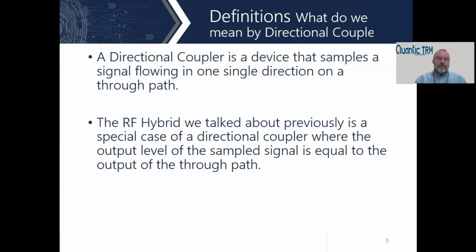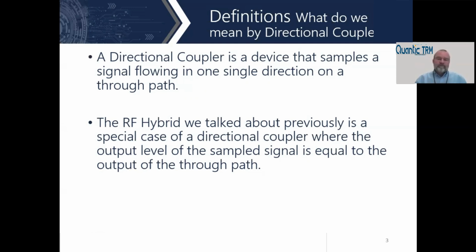The thing to keep in mind also is that the hybrids we talked about in the last session are just a special case of a directional coupler. They couple energy in only one direction as well, but it's a special case where the through line and the sample power are equal. So that's the case of a hybrid. A directional coupler is a case where the sampled port is much lower in amplitude than the energy flowing on the main line. Okay, well, that was good to clarify.